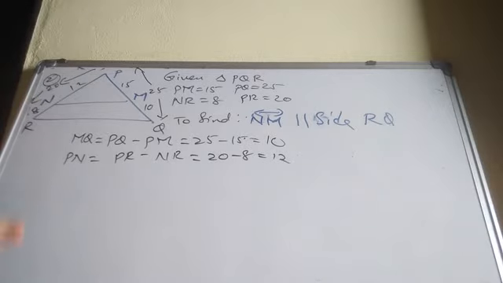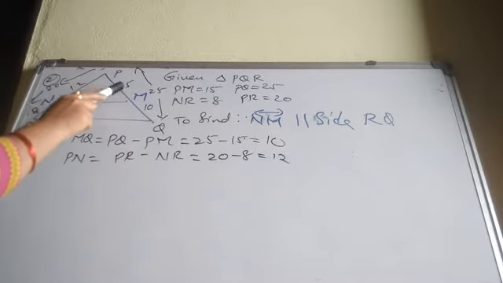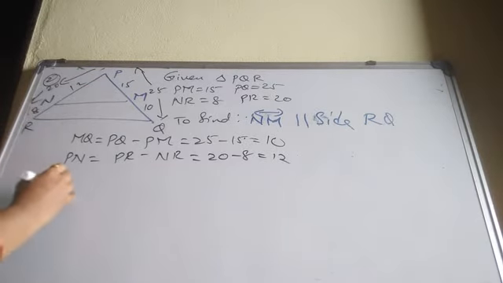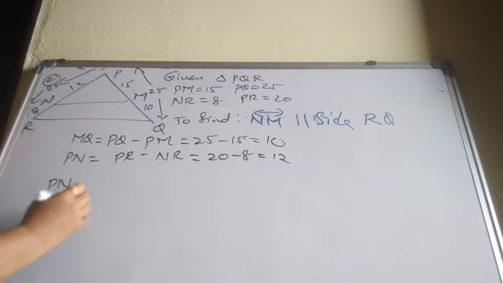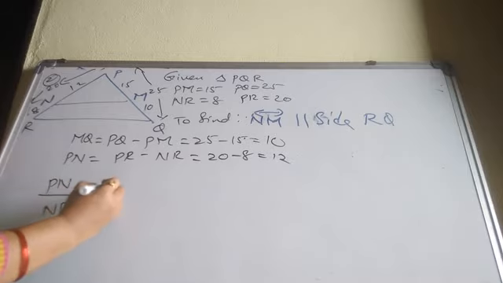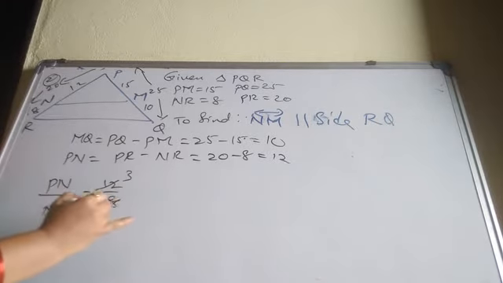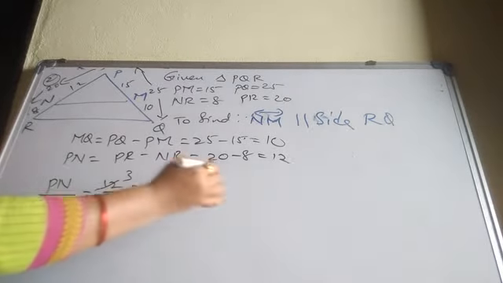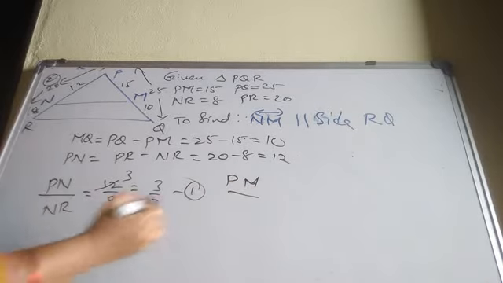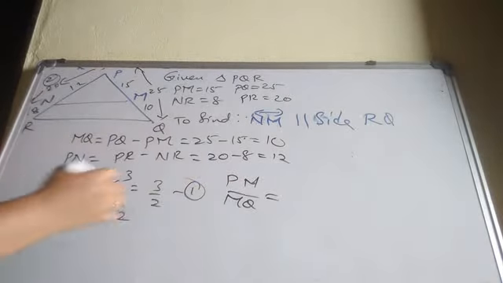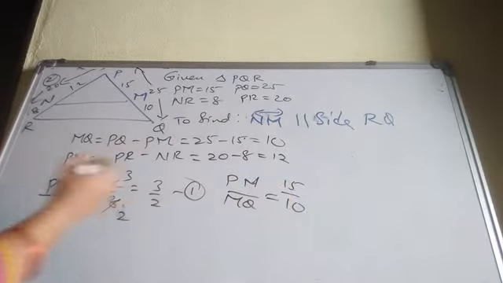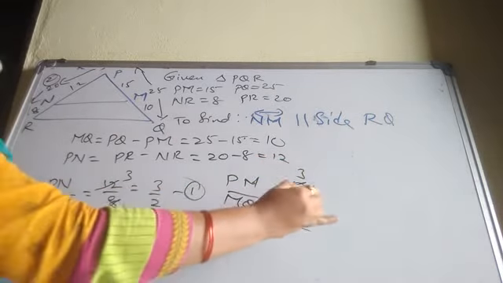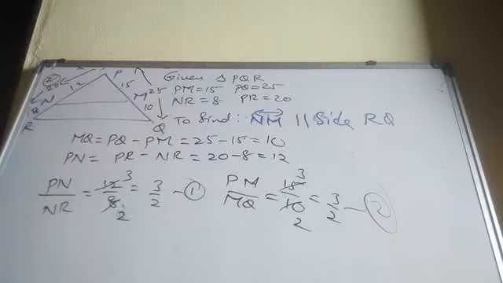So we will see whether LHS is equal to RHS or not. First we will find the PN value. 20 minus 8, how much? 12. Here 25 minus 15, how much? 10. Condition: PN upon NR equal to 12 upon 8. 4 threes are 12, 4 twos are 8, so 3 upon 2. This is condition number 1. Second condition, PM upon NQ equal to 15 upon 10. 5 threes are 15, 5 twos are 10, so 3 upon 2. This is condition number 2.